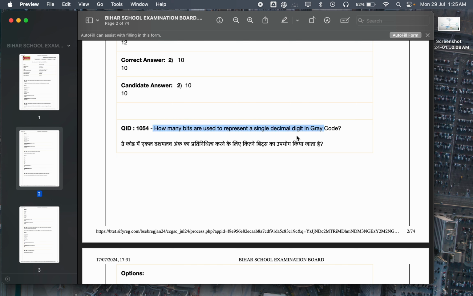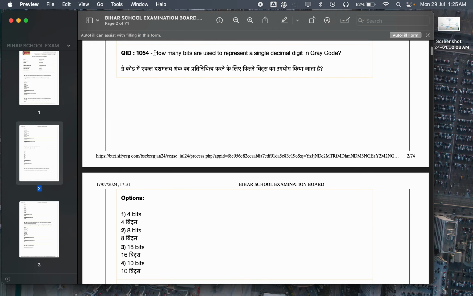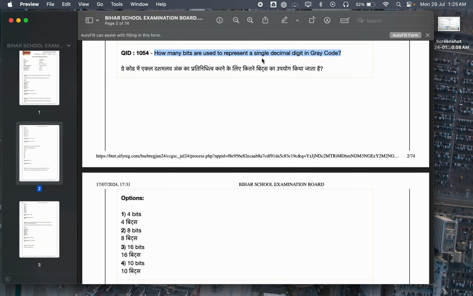How many bits are used to represent a single decimal digit in Gray code? Okay, let's see what the answer is. My answer is: we have to represent a single decimal digit, right? Decimal basically means any number below 10, so it can be 9 also. If a number is 9, you will need at least 4 bits.